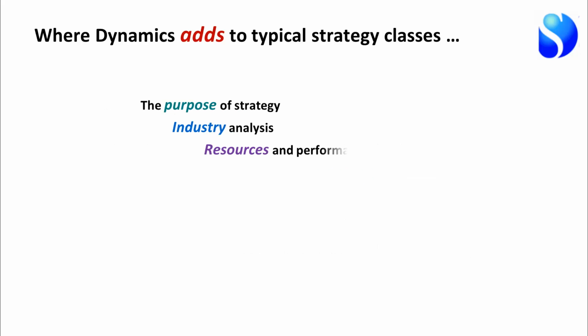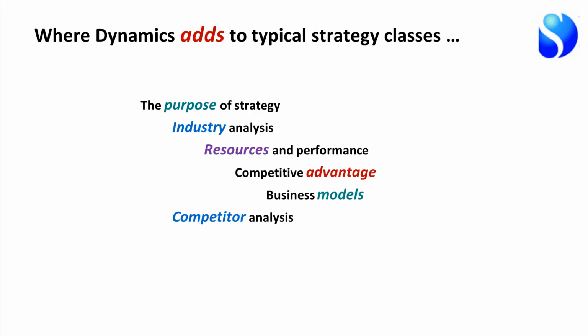Now, different teachers will have all kinds of different things that they try to cover in their strategy courses, but this list covers some of the typical things that you'll find in a strategy curriculum. Often we start by discussing the purpose of strategy. Industry analysis usually features pretty early on in a strategy course, as does discussion about resources and capabilities and performance. There'll then be some discussion often about what exactly competitive advantage is and where it comes from, possibly something about what different business models are like and how they give rise to competitive advantage.